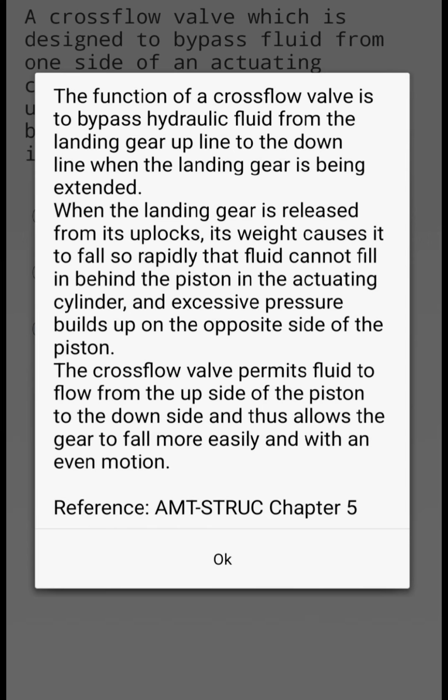When the landing gear is released from its uplocks, its weight causes it to fall so rapidly that fluid cannot fill behind the piston in the actuating cylinder, and excessive pressure builds up on the opposite side of the piston. The crossflow valve permits fluid to flow from the upside of the piston to the downside, and thus allows the gear to fall more easily and with an even motion.